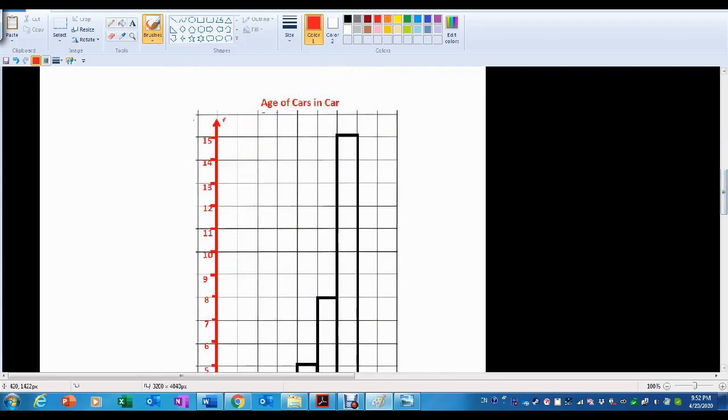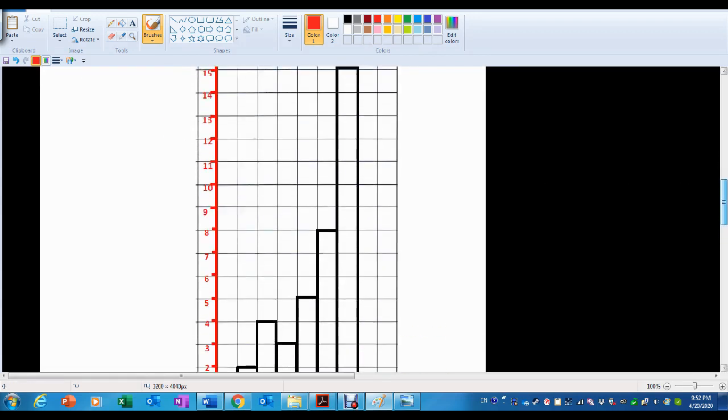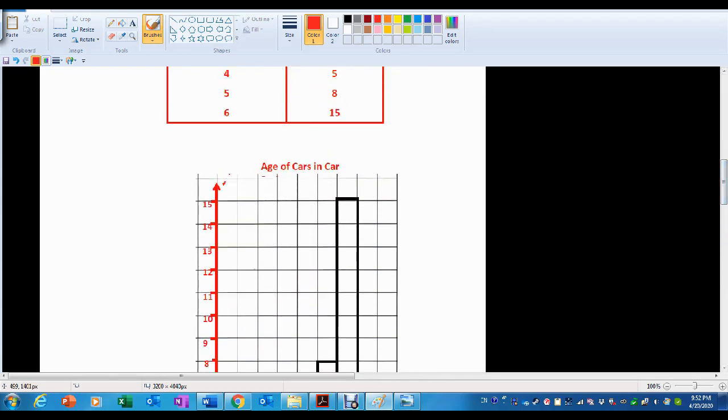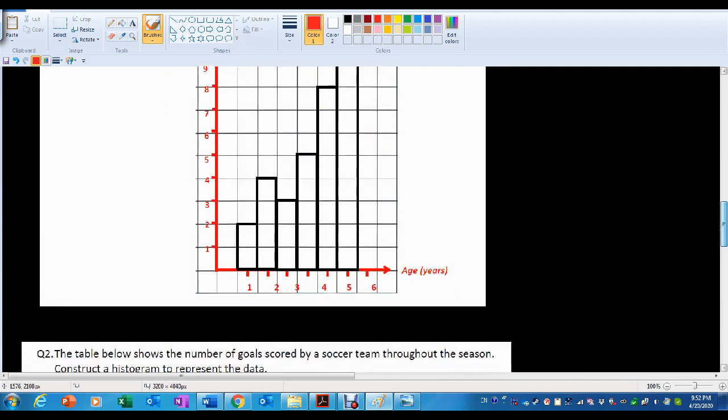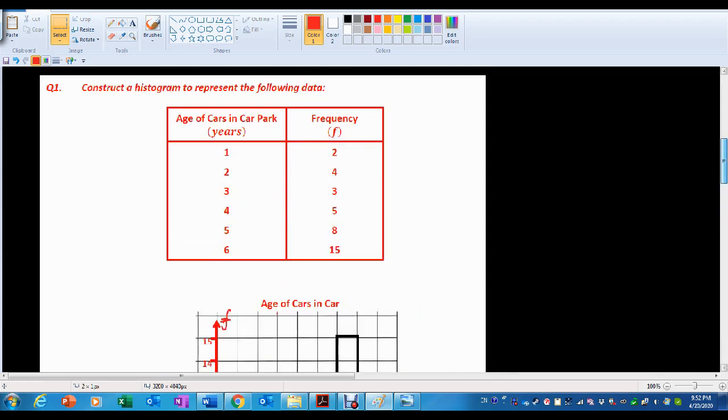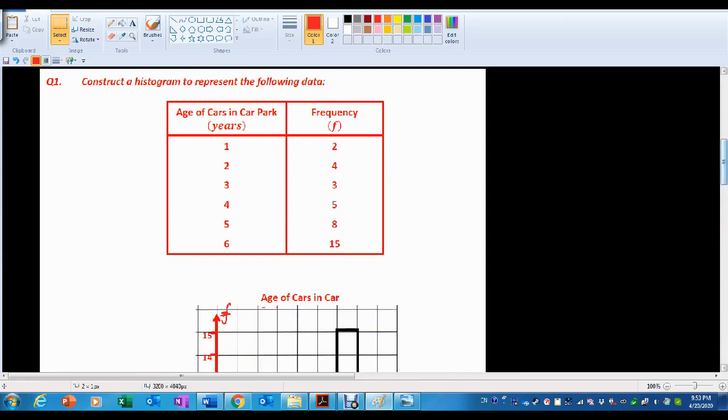First, you need to draw the vertical axis, which shows the frequency. You also need a horizontal axis, which shows the age, which is the data. We always show the data on the horizontal axis. The numbers need to line up like this, so the scale must be even. They must be evenly spaced. Then, according to the data, you can draw the bars.